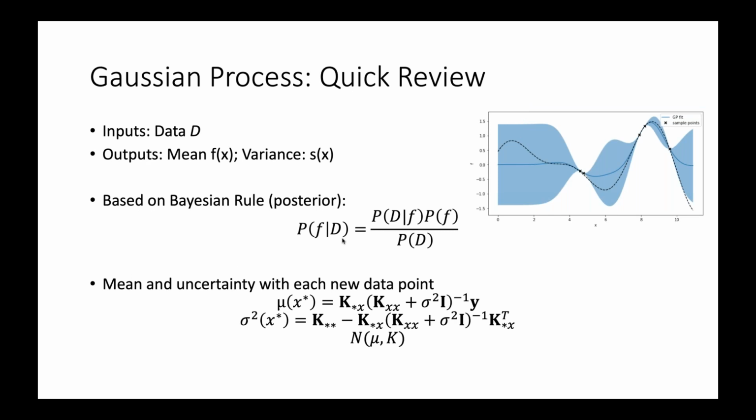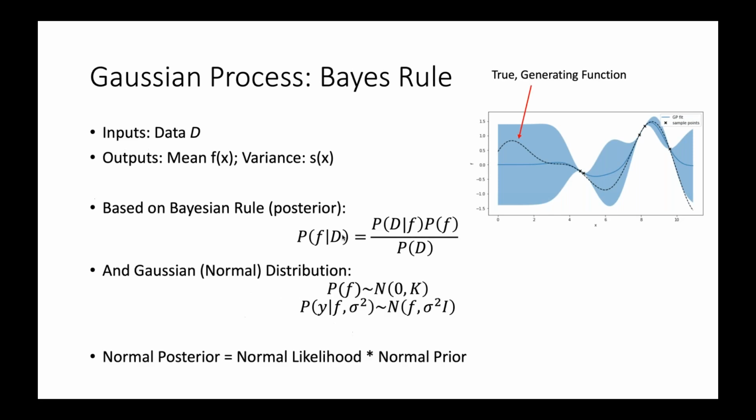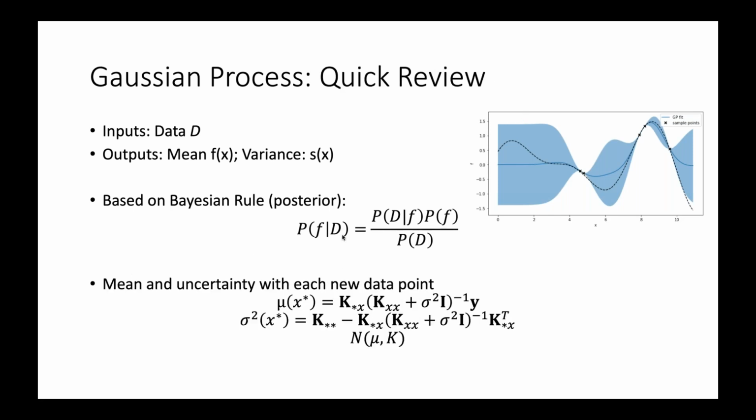As it turns out, with Gaussian processes, we actually have a nice closed form distribution for this particular prior. And when we update our prior with data, we get this particular form for our mean and this particular form for our variance function.